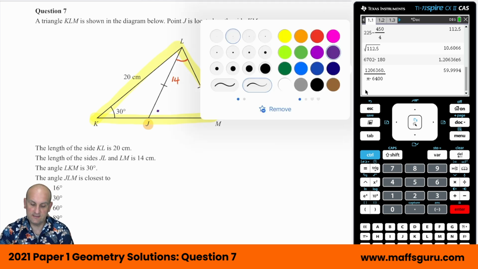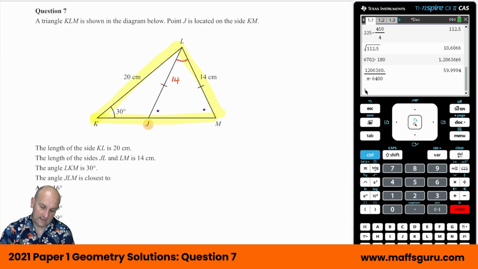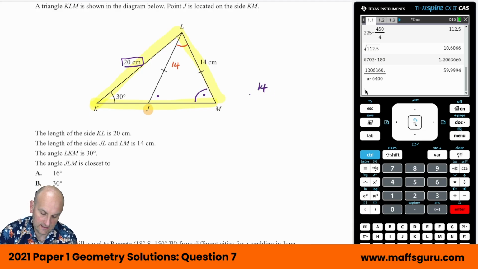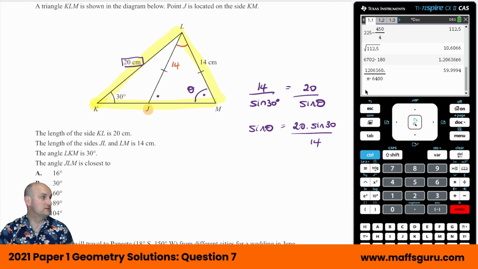Now, the sine rule states that I can find this angle here if I know that opposite side, and I have an angle with another opposite side, which I do. So I've got the 30 degrees and the 14. So I now know that 14 divided by the sine of 30 is equal to, let's call it theta, that angle there is theta, divided by, no, let's try that one again, is going to be 20 divided by the sine of theta. All right, so swapping it around again, I get sine theta is going to be equal to 20 times the sine of 30 divided by 14. So that's going to give me the size of that angle.